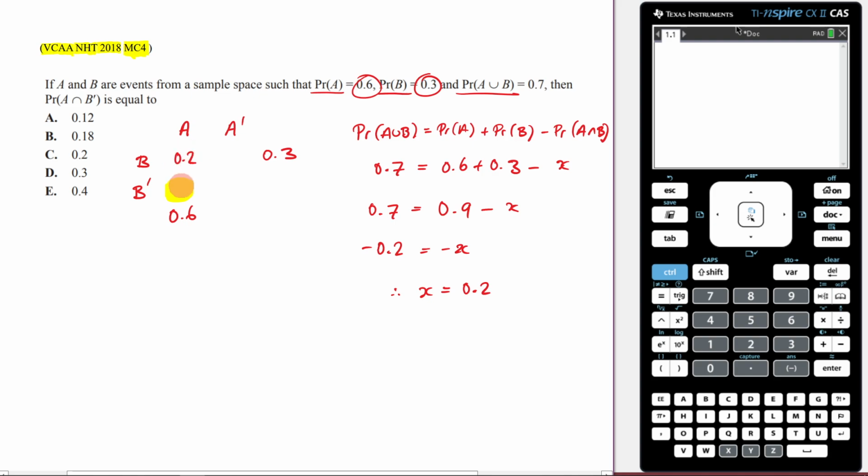And therefore, what is this value here going to be? Well, I know that 0.2 plus something is going to have to be 0.6. So this value here is going to have to be 0.4, which means my answer is going to be E.